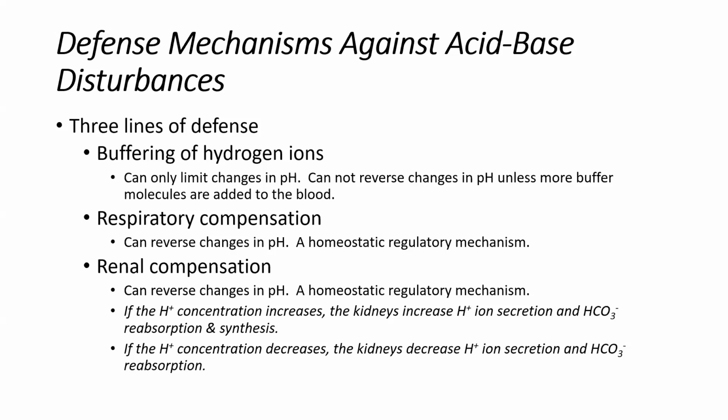So here we're going to look at the defense mechanisms against acid-base disturbances. We talked about 4 disturbances: 2 that were caused in the lungs, respiratory acidosis and respiratory alkalosis, and then 2 that were created by any other means outside of the lungs, metabolic acidosis and metabolic alkalosis. Here we're going to speak about how the body has 3 mechanisms to defend us against these acid-base disturbances. There are 3 lines of defense.